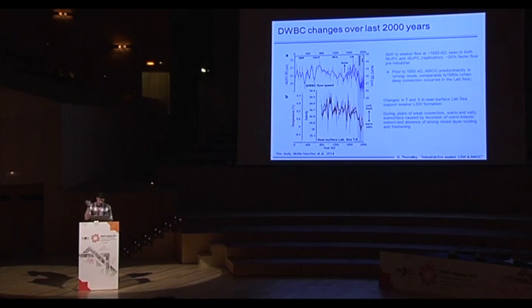We think this is related to changes in Labrador Sea convection, and some support for this comes from published data that's looking at near-surface temperatures in the Labrador Sea. And so if you have weak convection in the Labrador Sea, you don't get this wintertime cooling and freshening of the water column. And so without convection, you get warmer and saltier water. And this is what's seen in this record from the Labrador Sea. So it seems as if this weakening of the deep western boundary current has been driven by a weakening of Labrador Sea convection around about 1850 or so.